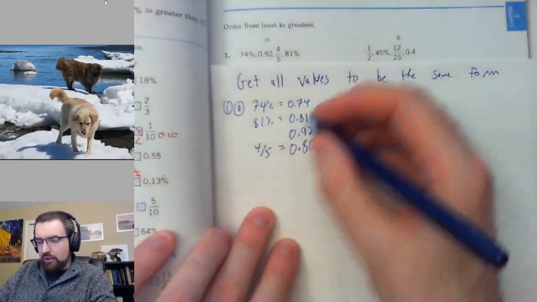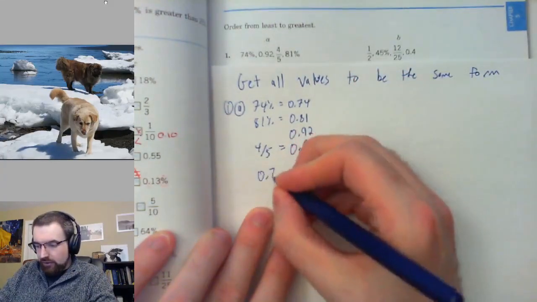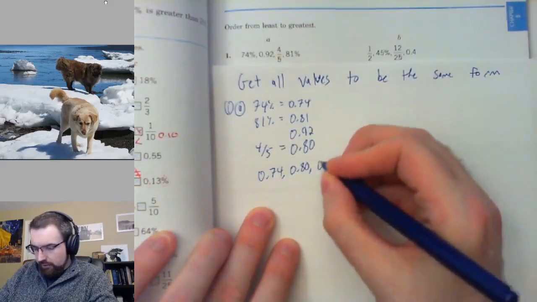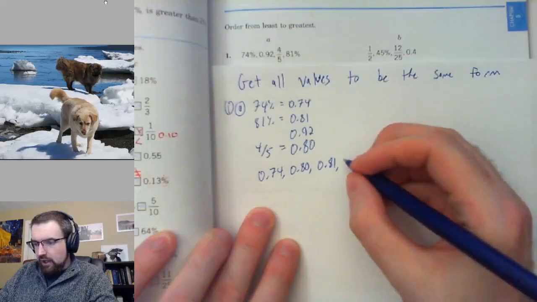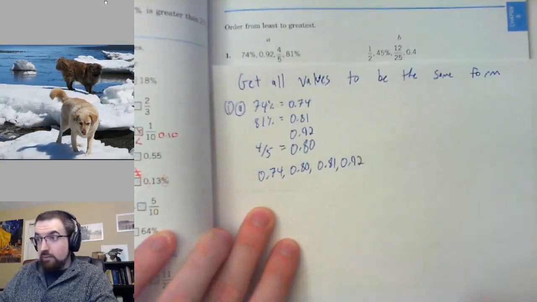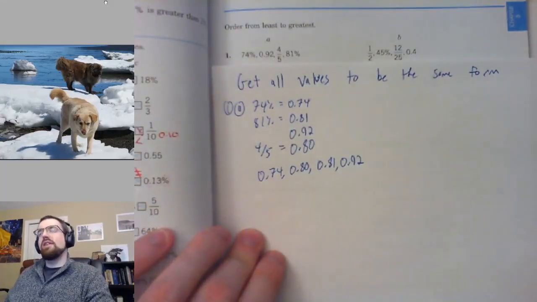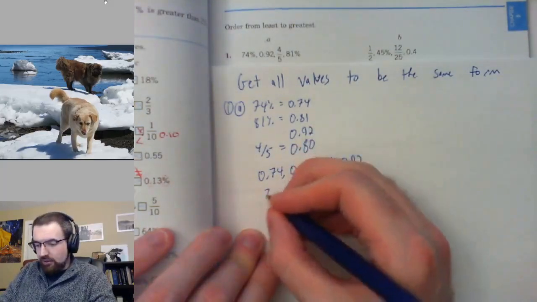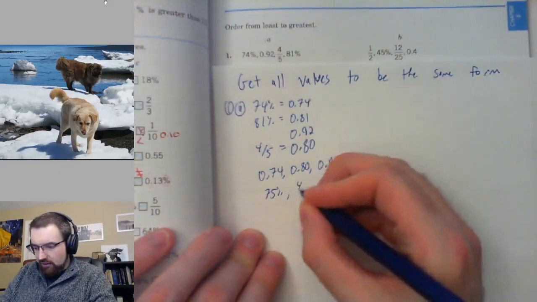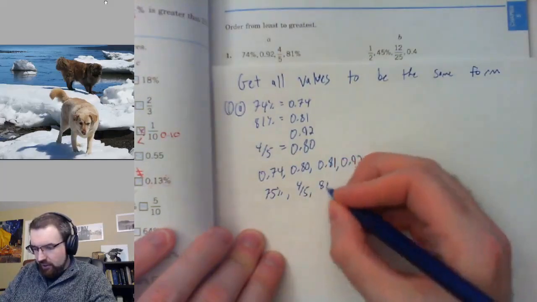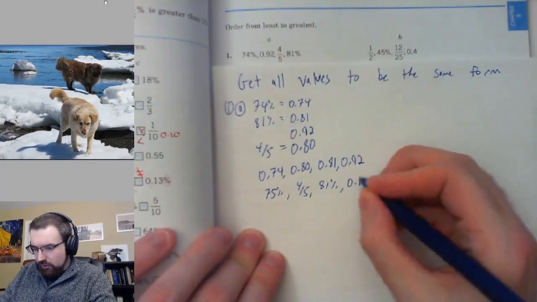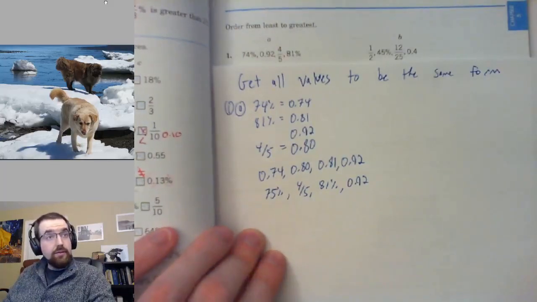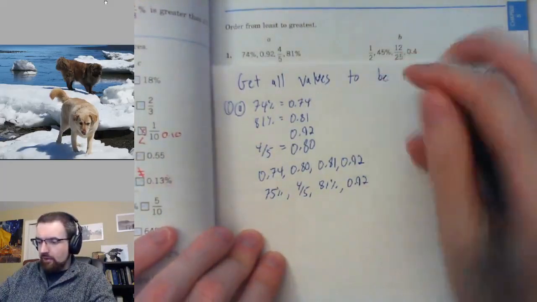Right? So now we know that in order, this is going to be 0.74, 0.80, 0.81, and 0.92. Or the way the question asks you to write it is to go and write them back in the original form that you had. So this is 74%, this is 4 over 5, this is 81%, and this is 0.92. That's all you got to do for 1A, right?